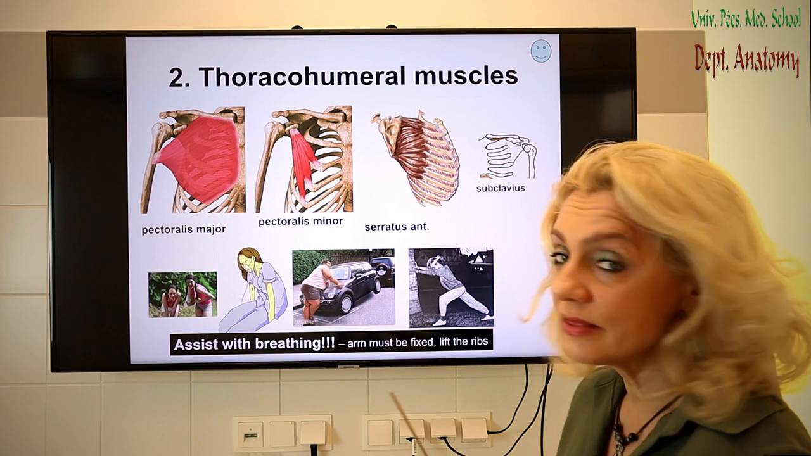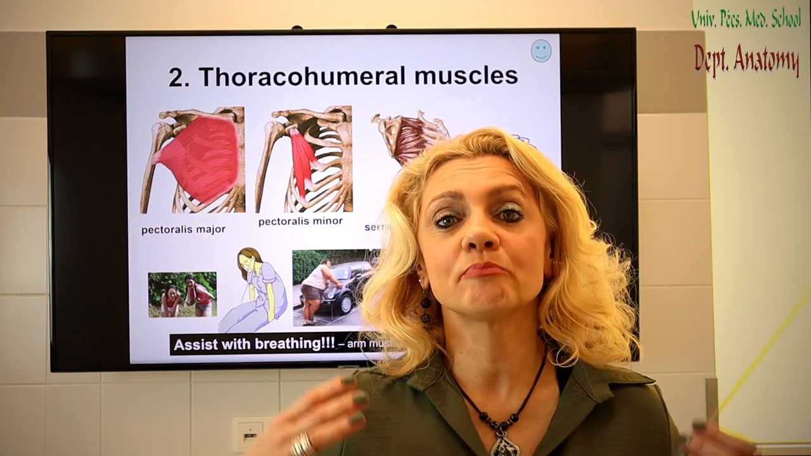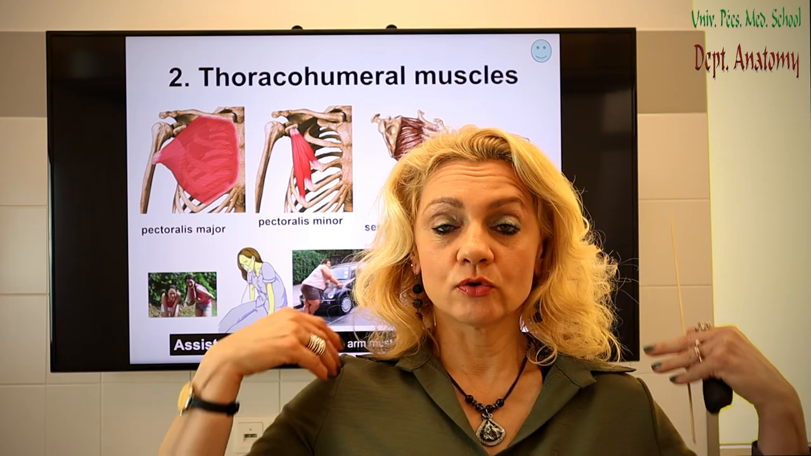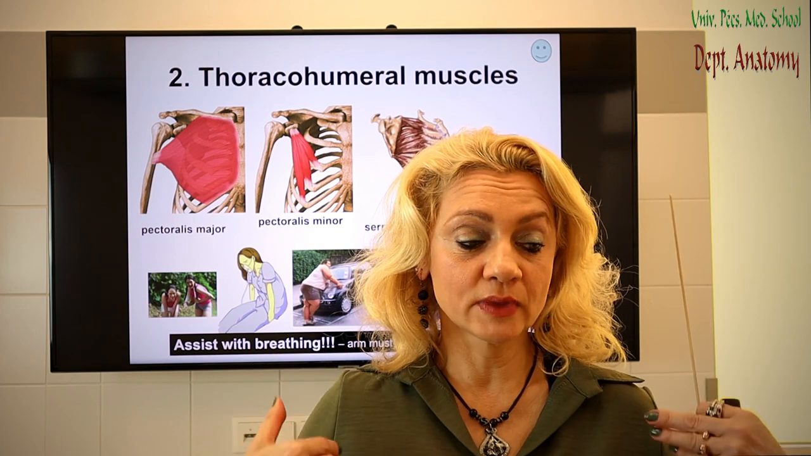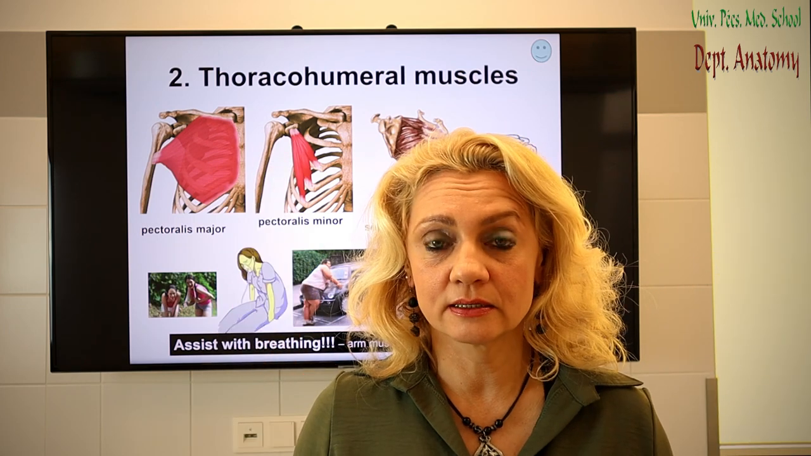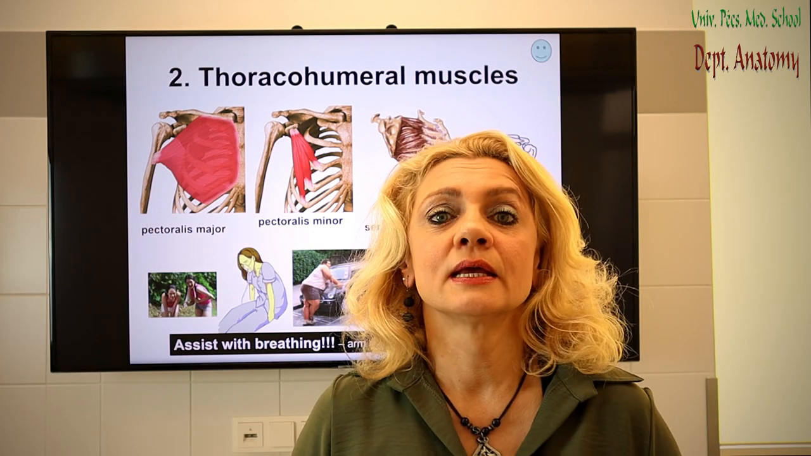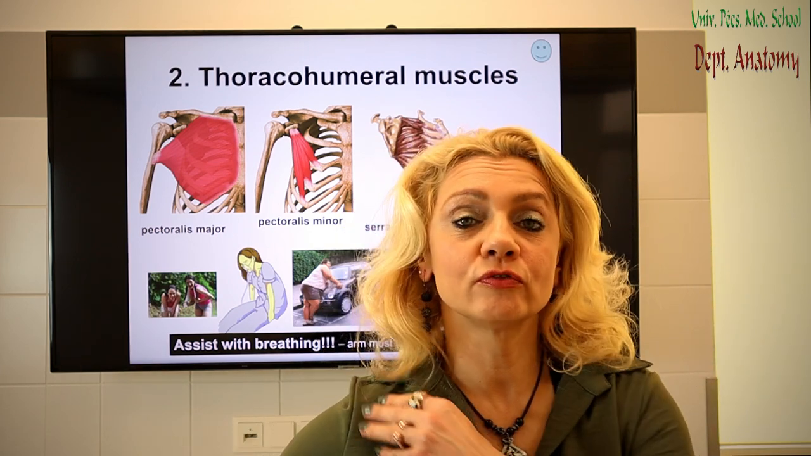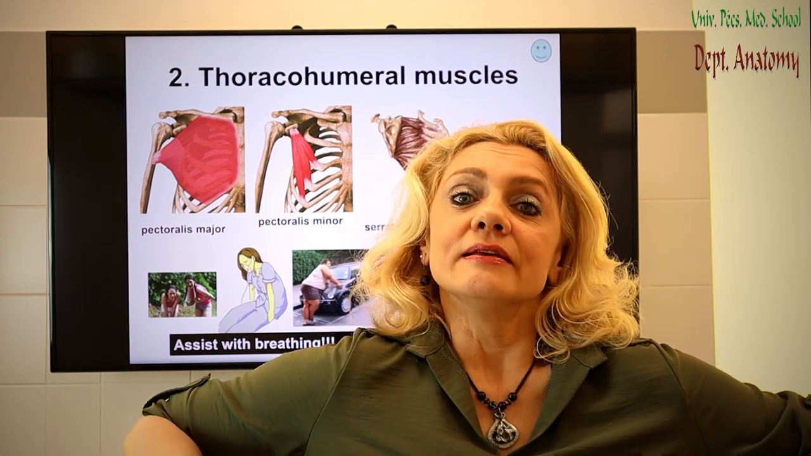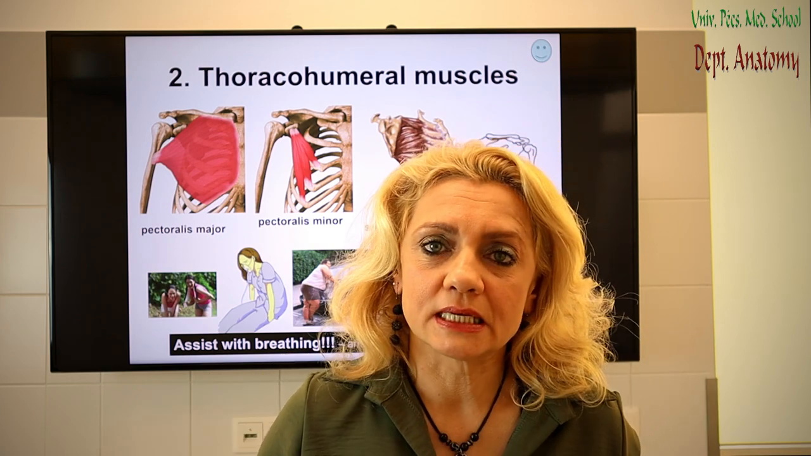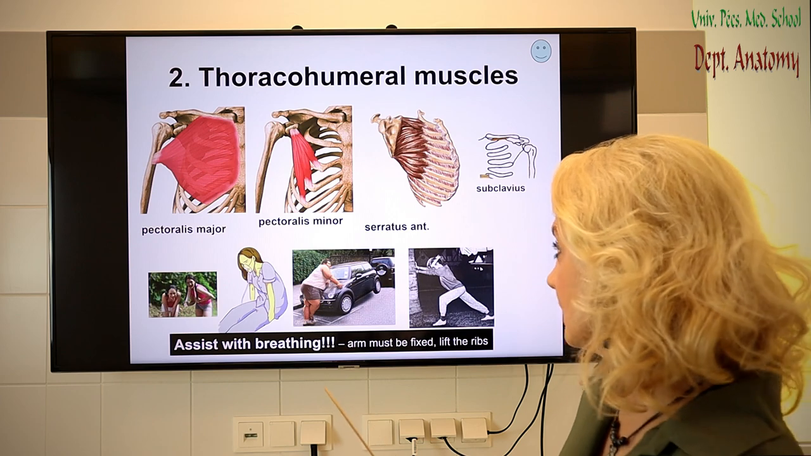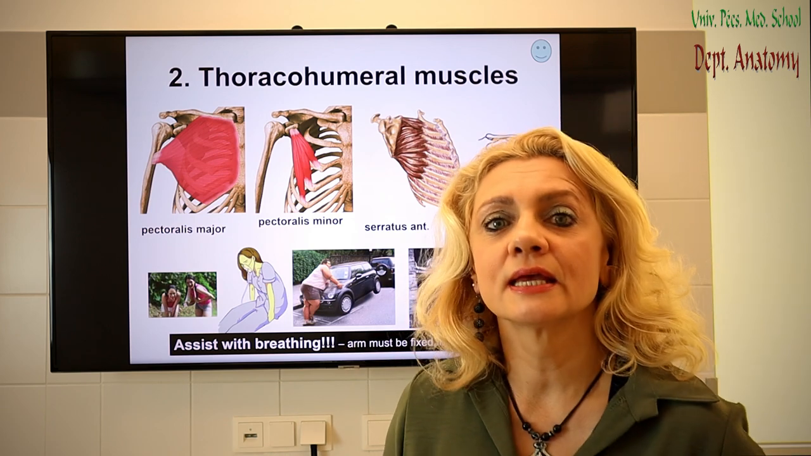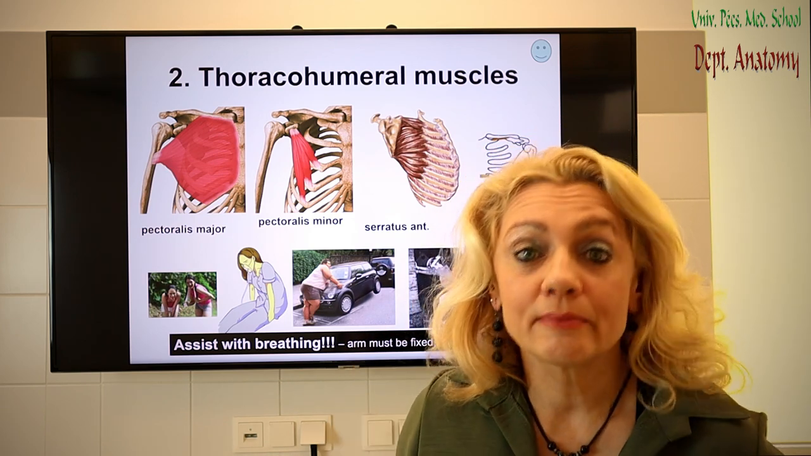So the main thing is to see that these muscles primarily move the upper limb, because we consider the thorax, the trunk fixed, and then we describe muscle movements in the extremities. But it's possible to fix the other end, so to fix the arm, and then these muscles will lift the ribs. So these muscles help breathing by fixed upper limb.